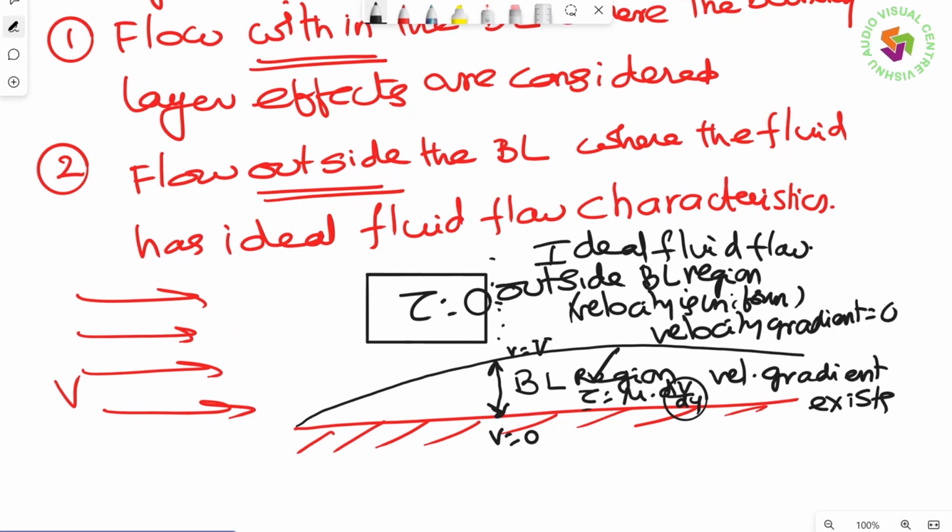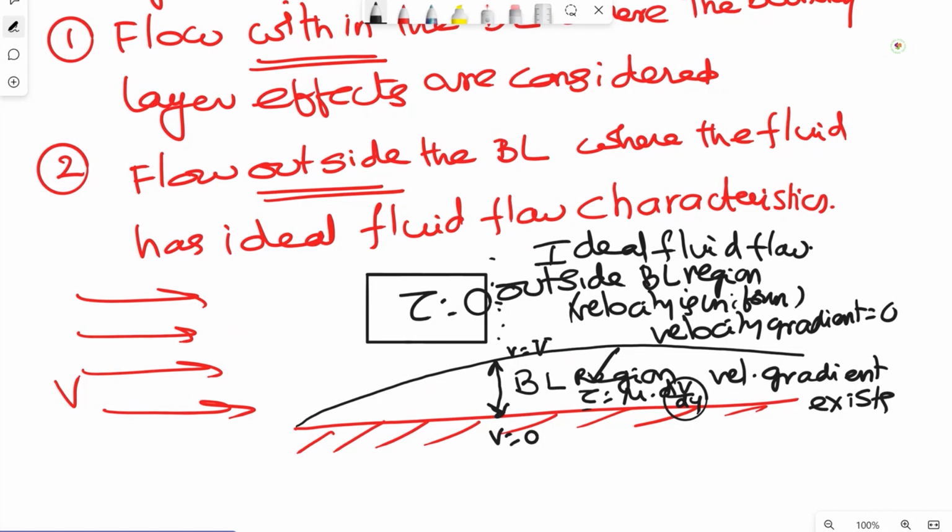Whereas for flow within the boundary layer, you have to consider that velocity gradient and find the shear stress, and see how much resistance is occurring and how to minimize that resistance. So this is the emphasis of the boundary layer. Till now we assumed that there is no boundary layer. That's how we have treated Bernoulli's equation; everything we have done is based on that.